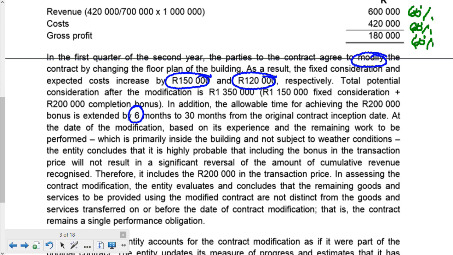Now we have 18 months to do the remaining 40. It's starting to look like the 200,000 is probable that we will achieve, isn't it? So that's what they say. They say at the date, based on the experience and the remaining work, which is primarily inside the building, because by now the building structure's up, and not subject to weather conditions, because when you're working inside, floors, windows, etc., it doesn't matter if it's raining. The entity concludes that it is highly probable that they won't have to reverse that, and so therefore now we will include the 200,000 Rand in the transaction price.